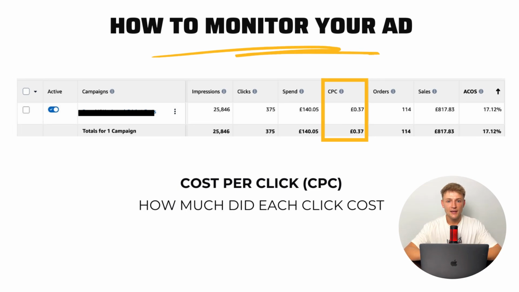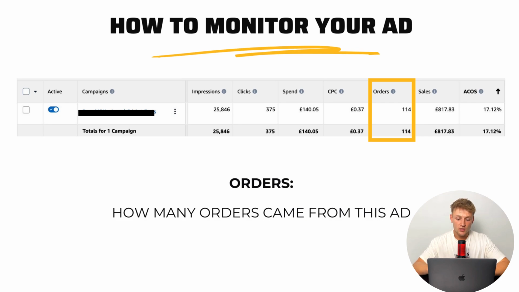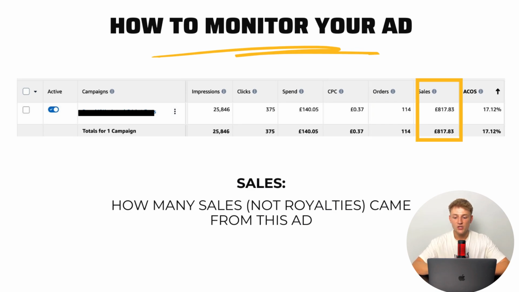But if the cost per click is quite a bit lower than your default bid, so in this example here, my default bid being 50p and cost per click being 37p, these are actually quite cheap clicks. So I'm happy with how that is going. Now the next metric is orders. So pretty straightforward. How many orders came off the back of this ad? So 114 orders came from this ad campaign alone, which generated £817 worth of sales.